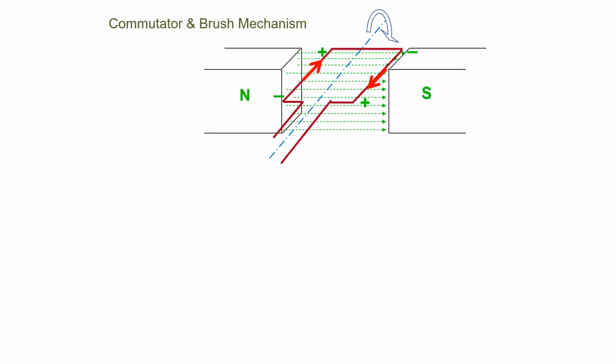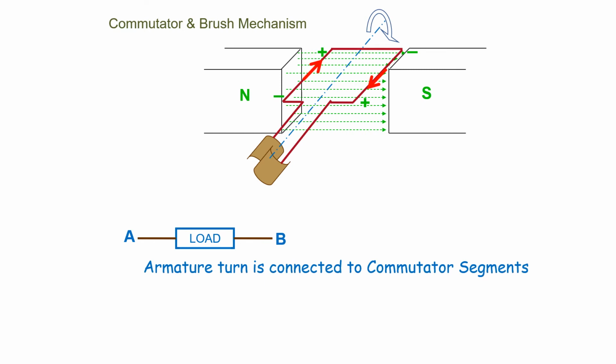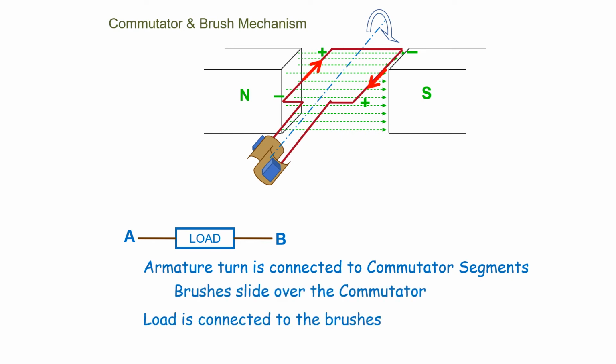We will understand the commutator and brush mechanism to connect the stationary load to the rotating armature. Two commutator segments are shown connected to the armature. Two brushes slide on the segments. The load is connected to the brushes. The polarity of the brushes are shown in the figure. Now from the positive brush, the current comes and flows through the load.